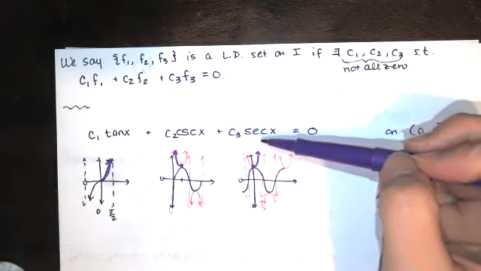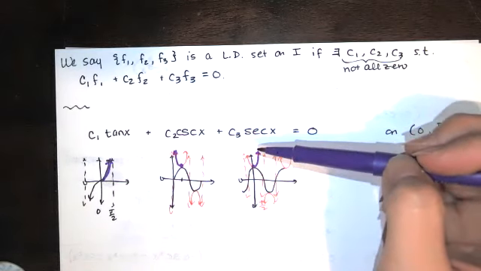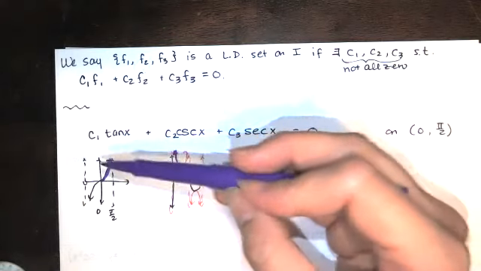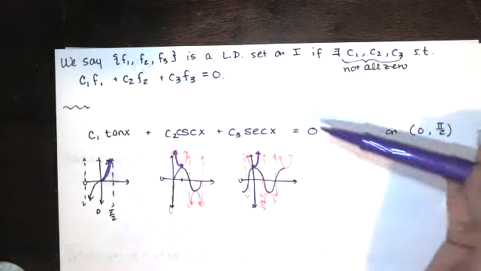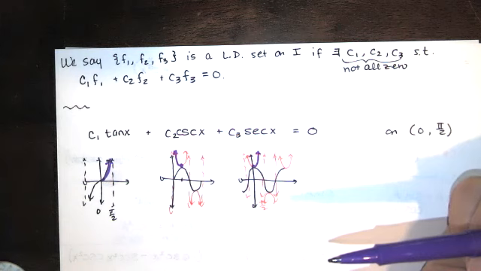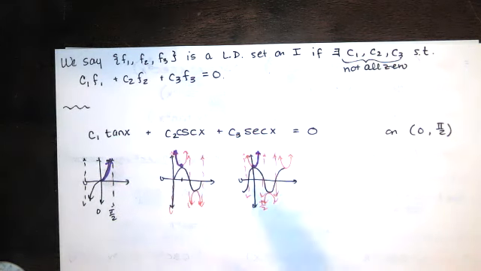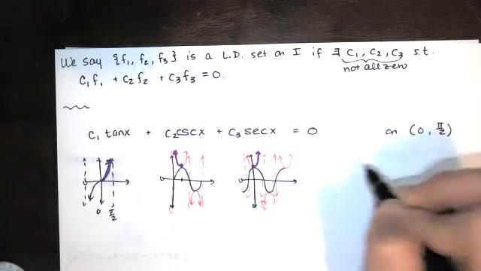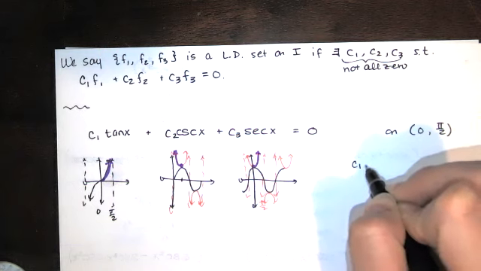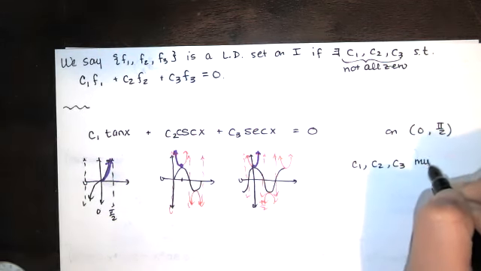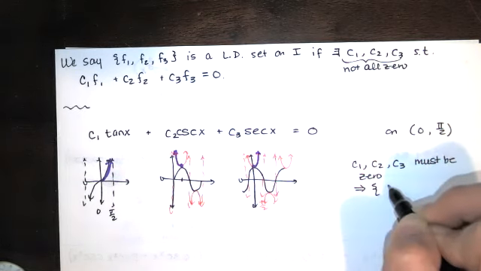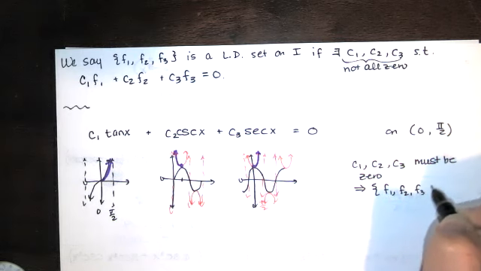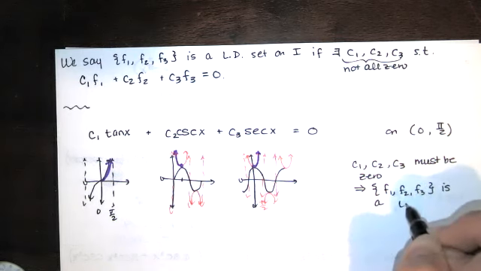So the question is, is there any constant that you can multiply this by, and a constant that you can multiply this by, and a constant that you can multiply this by, so that when you add all of these pieces together, you're going to get 0? No. The only way that that could be 0 is if all the constants are 0. So we will say that C1, C2, and C3 must be 0. So that means the set of functions, and I'll just call them F1, F2, and F3, is a linearly independent set.